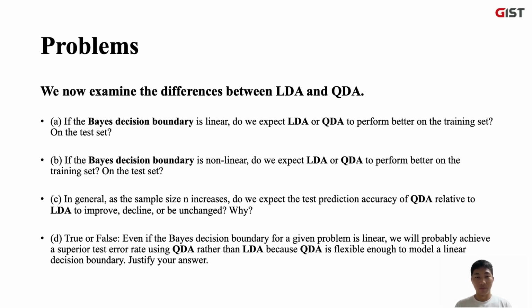Next, we will consider a more practical aspect, the effect of the sample size. Question C investigates what happens as our data grow. How does the test accuracy of QDA relative to LDA change, and why? Finally, we have a true or false question that tests our deep understanding of model flexibility. Question D claims that QDA's flexibility allows it to perform better than LDA even when the true boundary is linear. We will need to carefully justify whether this statement is true or false.